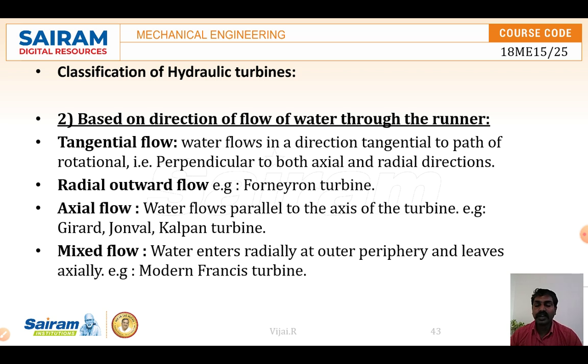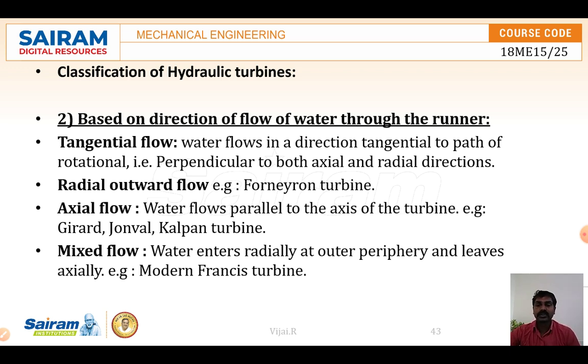Actually the blades are located in a circular manner, on the periphery of the shaft. So when the water hits the blades in a tangential manner, the turbine is going to be rotated. Since the water hits tangentially to the blade, that is called a tangential flow.